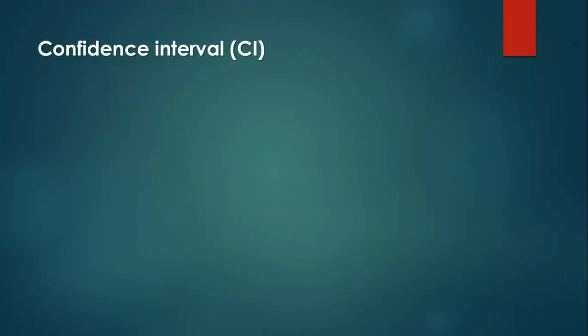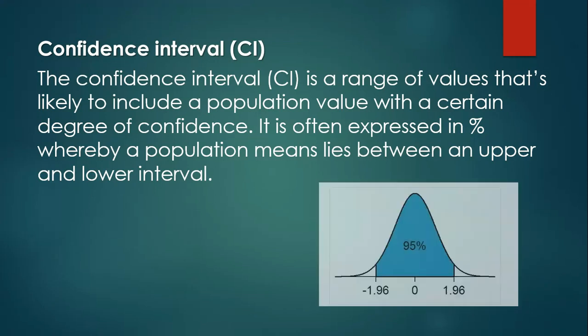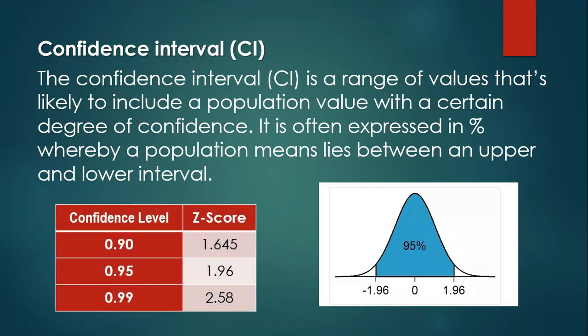Let's move on to confidence interval. The confidence interval is a range of values that is likely to include a population value with a certain degree of confidence. It is often expressed as a percentage, whereby a population mean lies between an upper and lower interval. For example, in this picture you can see that the probability of the population mean value being between minus 1.96 and plus 1.96 standard deviations from the sample mean is 95%. You can see the confidence interval which is set based on the Z score in this chart.